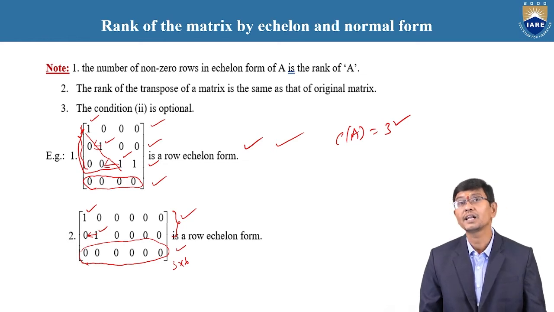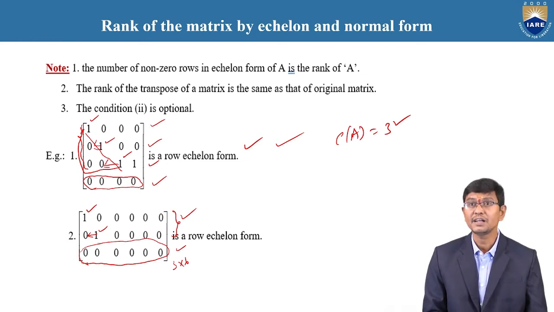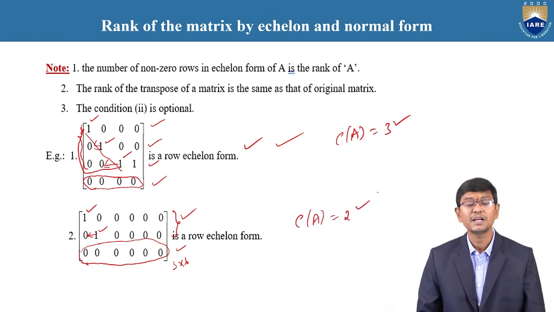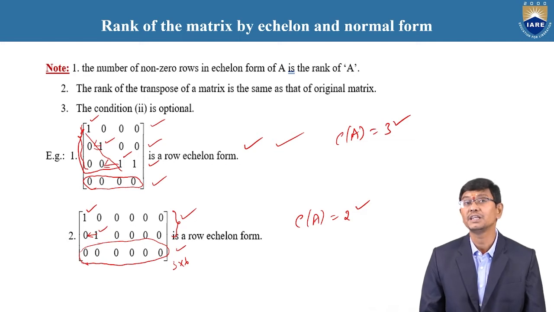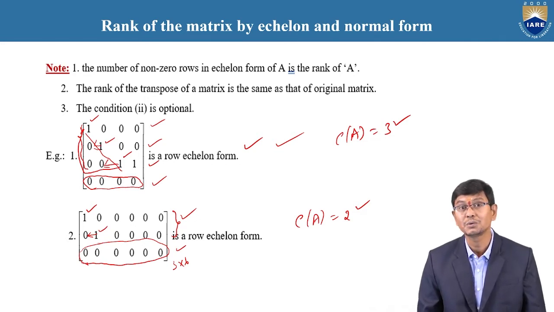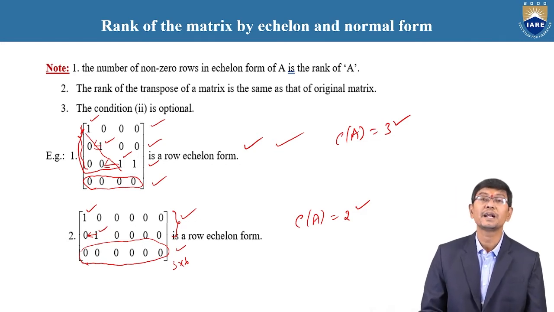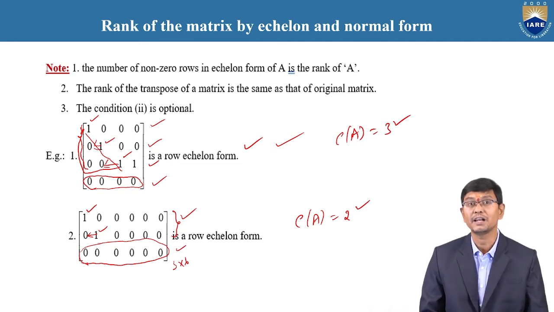Or that is the row echelon form of a matrix. And if you want to find the rank of the matrix in the second one, the rank of the matrix is clearly 2, because the number of non-zero rows in the echelon form of the matrix is equal to 2. Therefore, the rank of the matrix is also 2.